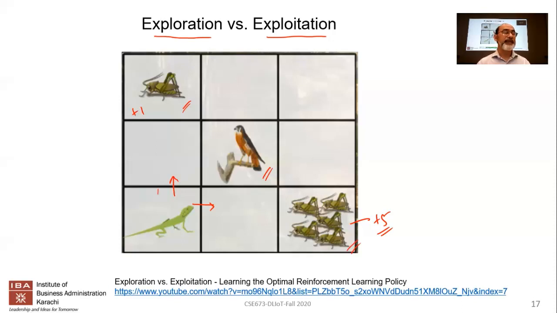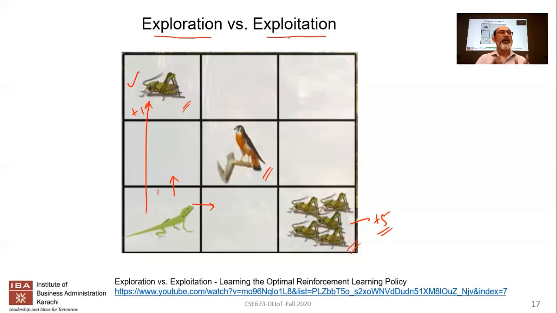Right, right. But the thing here is that if you look at this example, when the lizard is initially exploring the world, suppose that it got to the first cricket, over here. Now it might say, this is great, I found the reward and I'm just going to keep on going in this direction. It's found an optimal solution. But what it is not realizing is that there is another optimal solution which is far better.